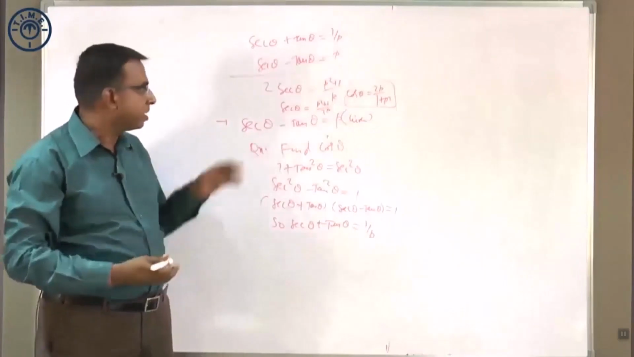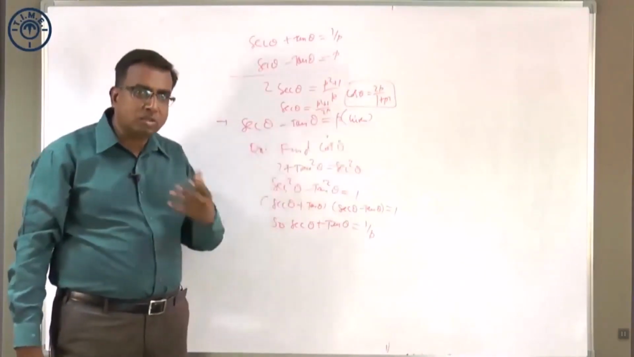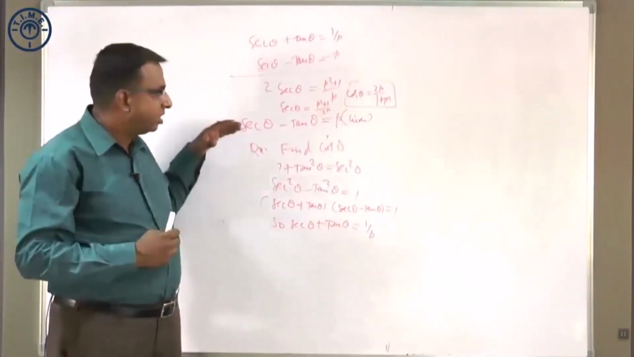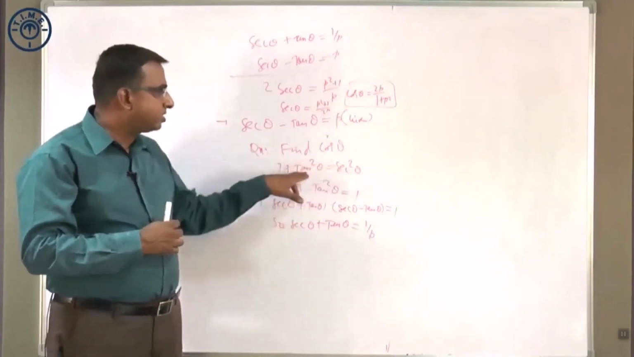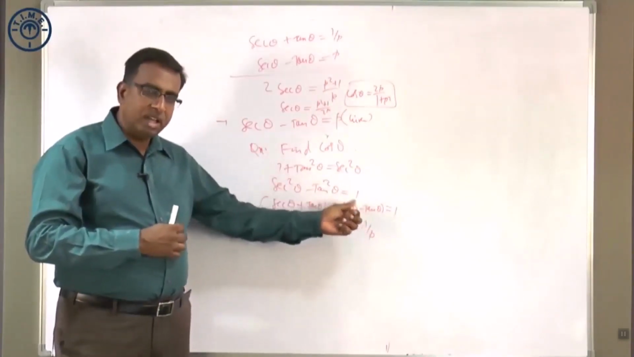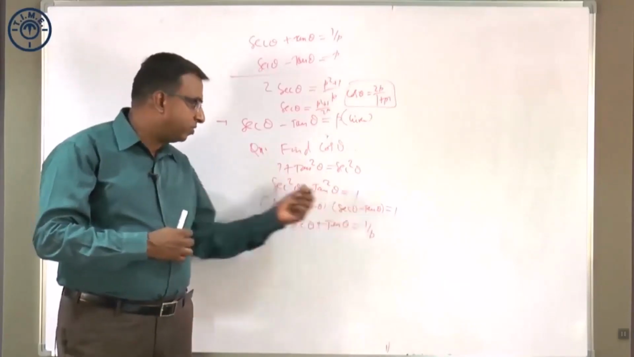So let's run it quickly once again. You are given that secant theta minus tan theta is p, and you are asked to find cos theta. The first step is to write 1 plus tan square theta as secant square theta. This is just a quick recap of the trigonometric identity. Then if you bring tan square theta to this side, you get secant square theta minus tan square theta as 1. And let's also recall a square minus b square as a plus b into a minus b, where a is secant theta and b is tan theta.